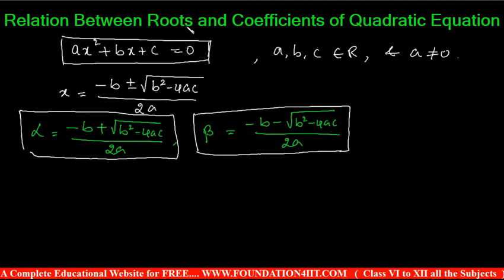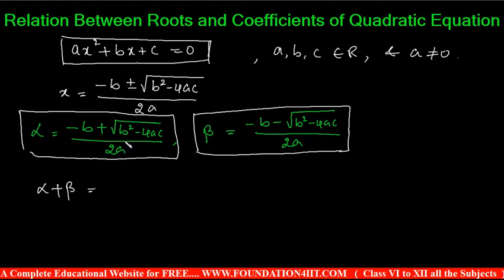Now the relation between the roots and coefficients. Let us add these two roots: alpha plus beta, that is the sum of the roots. And next we will do the multiplication of the roots. So we will get the relation between the coefficients and roots, including the proof. Let me explain.